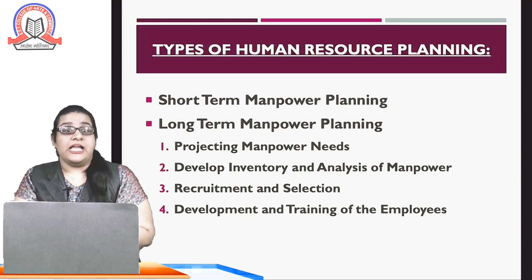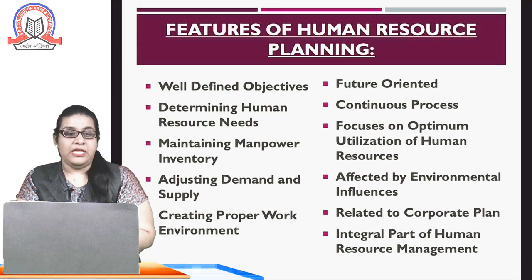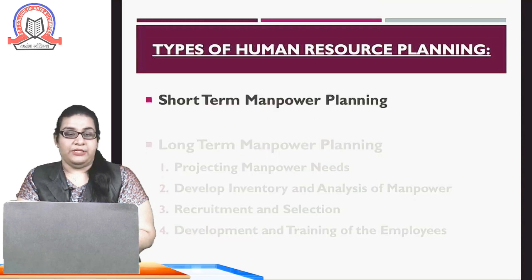So these are the types of human resource planning. First is short-term manpower planning, which will be for the short period of time only, mostly less than 1 year, and long-term manpower planning will be more than 1 year, up to 5 years, or it can be up to 10 years also. So today we studied the features of HRP and the types of HRP.